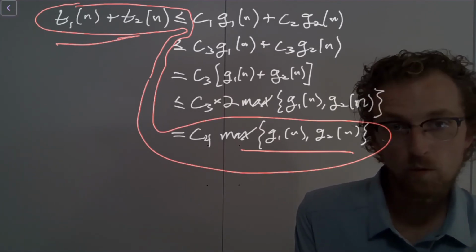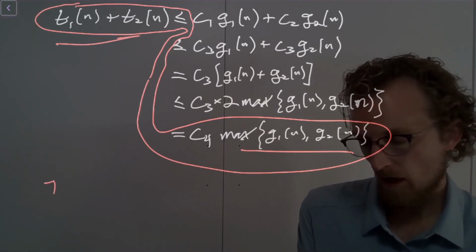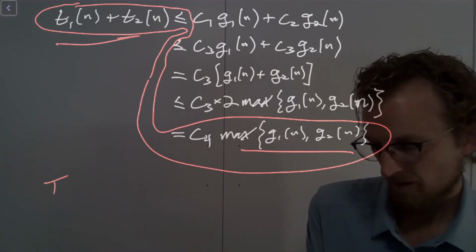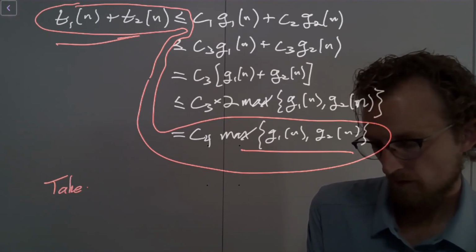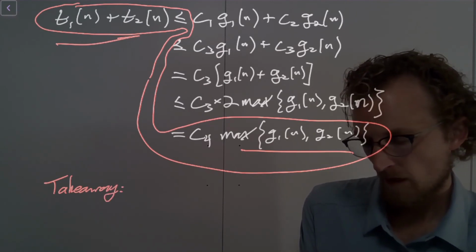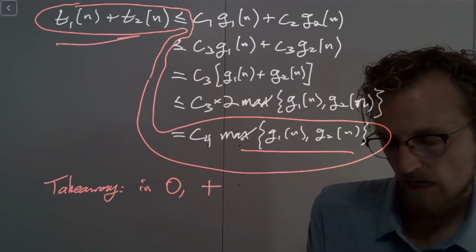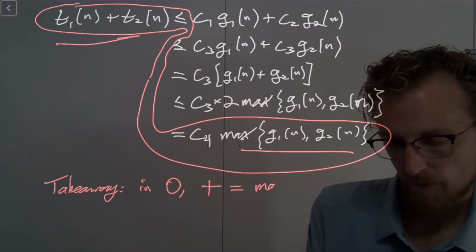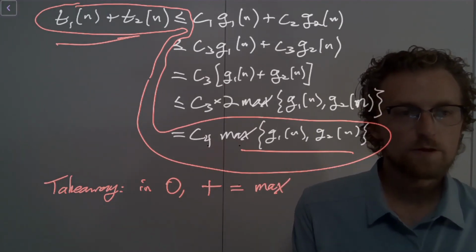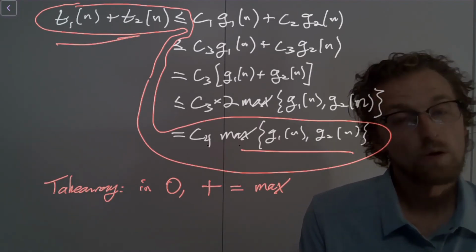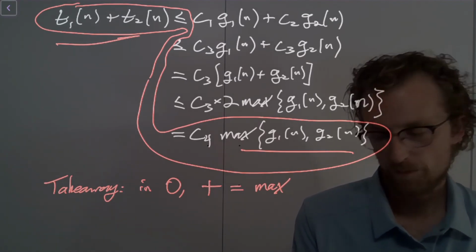Okay. So the takeaway is simple. The takeaway says plus is a lot like max. Okay. In big O, plus equals max, right? So if I ever say that a function's order of growth is something plus another thing, what I really mean is it's the bigger of the two.